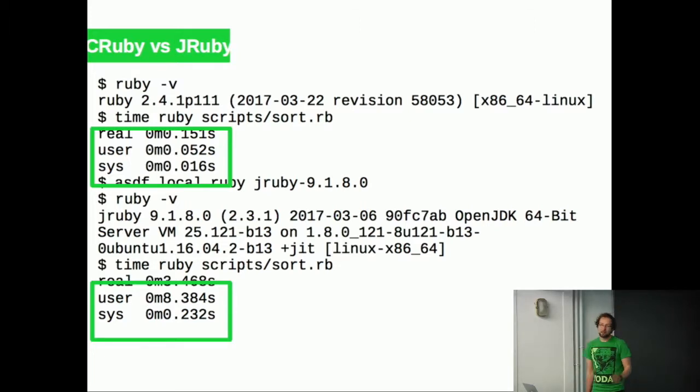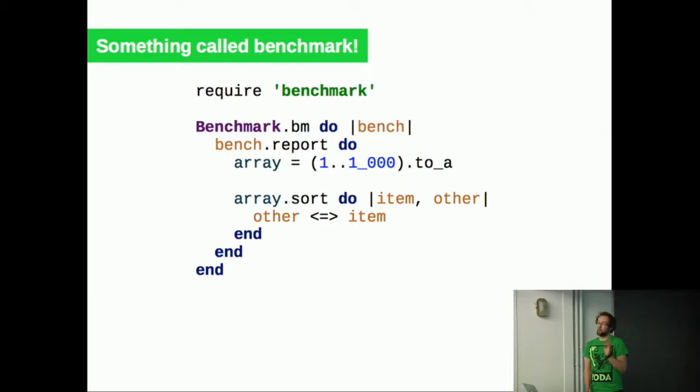JRuby is much slower. But then maybe your colleague in this meeting goes like, oh, but I've heard JRuby has a very, very bad startup time. You go, oh, okay. You know, I got this. There's something called benchmark in Ruby, so I'll just use that. I'll require it, and then basically the same thing.